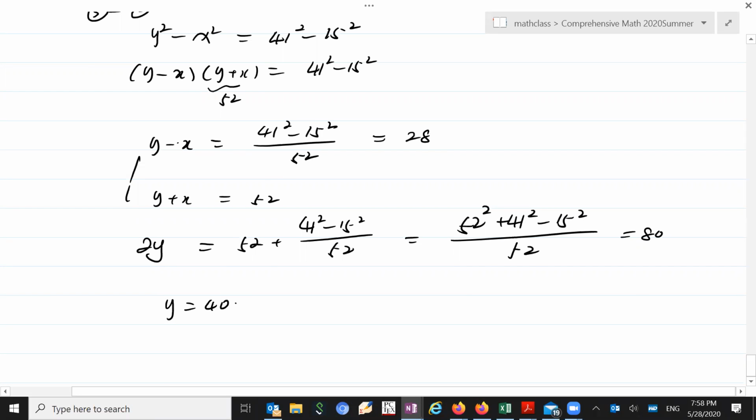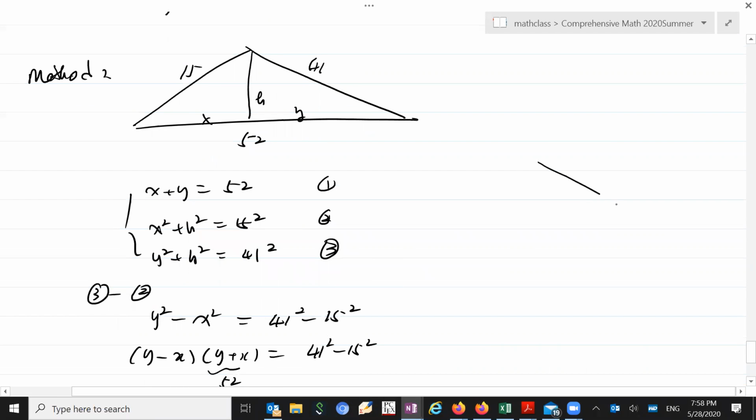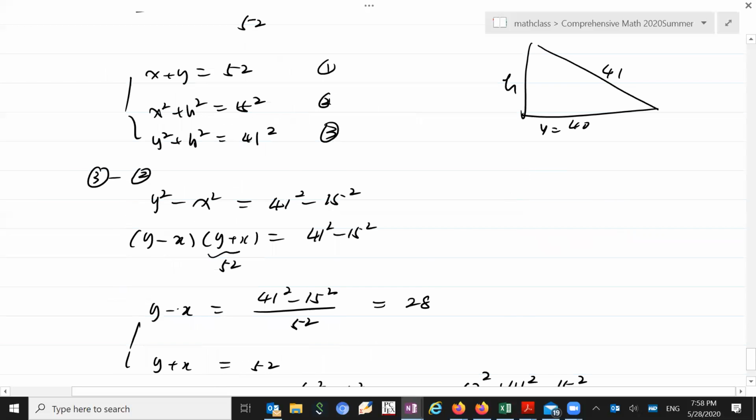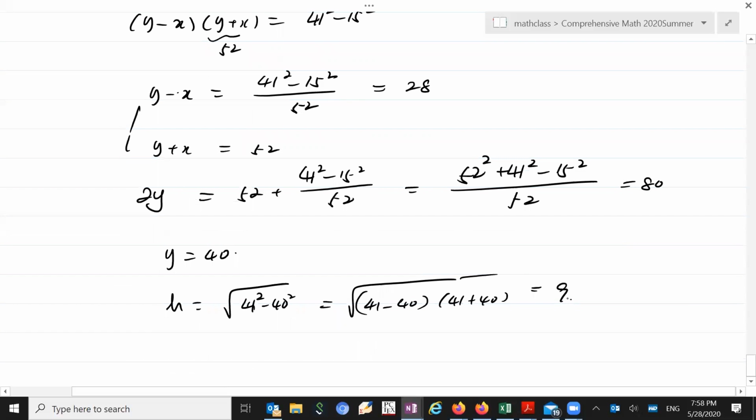Okay, so once you find the y, then you can find the h. Look at the picture here. Here's h, here's 40, and the 41, right? So h is going to be the square root of 41 squared minus 40 squared. It's 41 minus 40 times 41 plus 40, which is 1 times 81, so it's going to be 9. So once you get h, then you solve the problem.